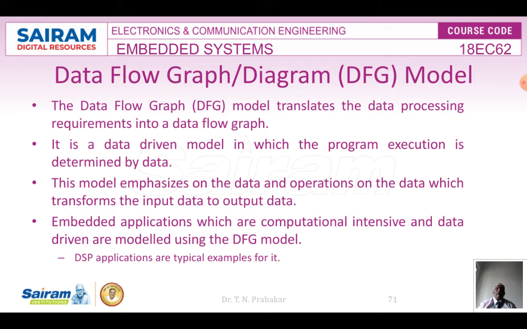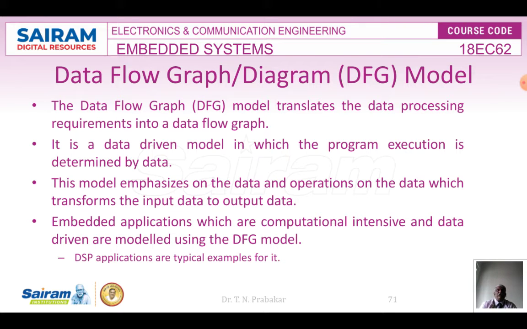The first one is the data flow graph or diagram model. Here, it is going to translate the data processing requirement to a data flow graph. So the data is coming inside, how the data is getting processed, and how the data goes out of the system. It's a data driven model in which the program execution is determined by the data, right? This model emphasizes the data and operations on the data which transform the input. So it takes the data, processes it, and gives out the output data.